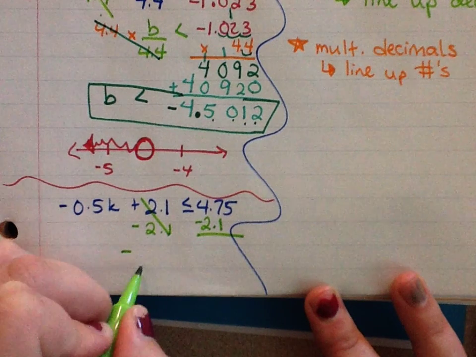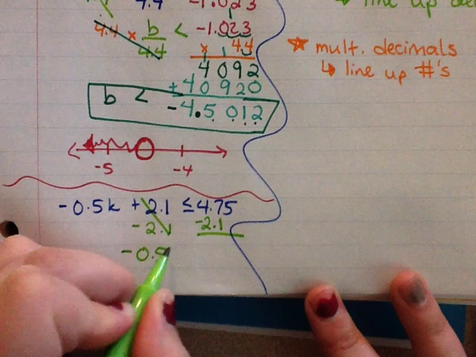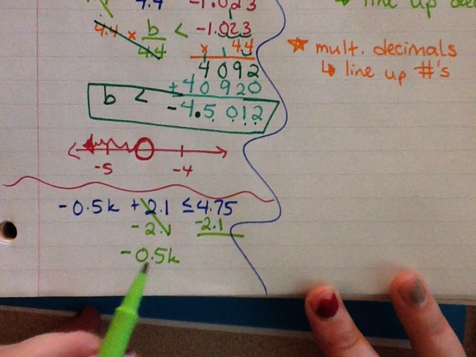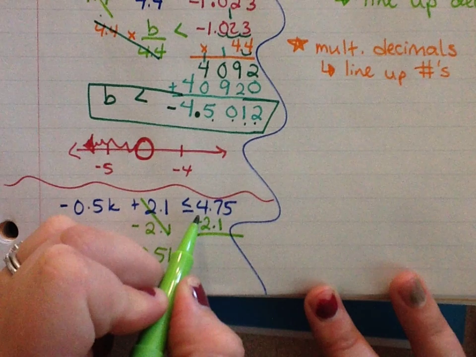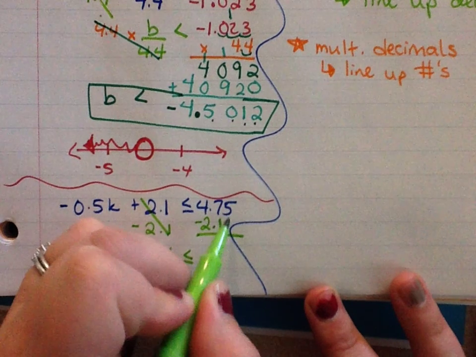Negative 0.5k, correct? Just bring that straight down. This is gone, it's 0. I'll have less than or equal to. Now, what's below this 5?